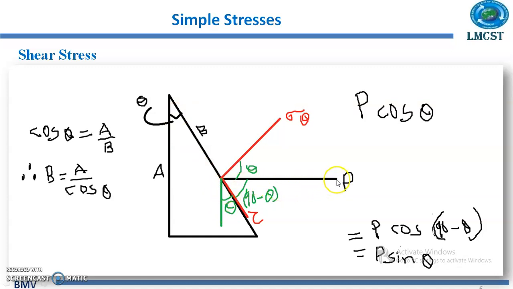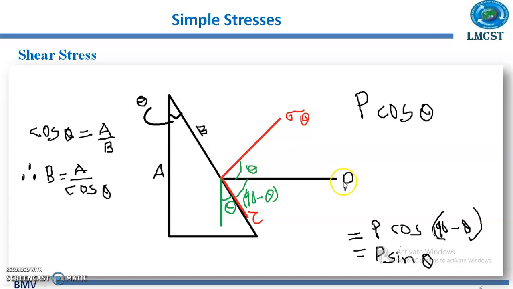Now we know that this line and this line are making an angle of 90 degrees. So if this angle is theta, we will get this angle as 90 minus theta. And we also know that the normal component and the tangential component will be making an angle of 90 degrees. So if this angle is 90 minus theta, we will get this angle as theta. So the angles are obtained. Now we have to resolve it.